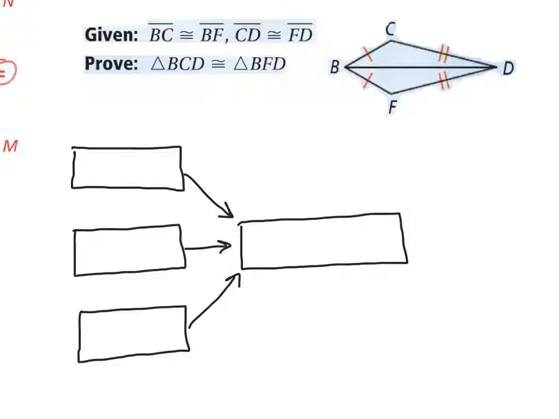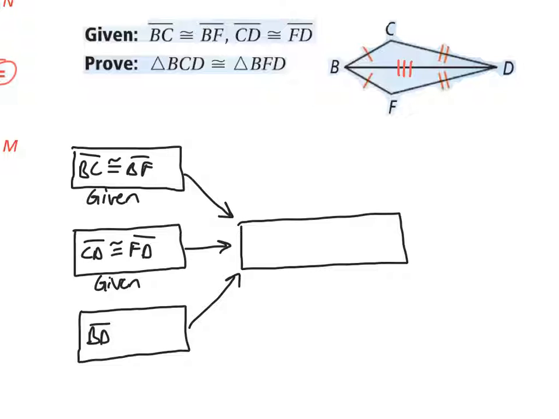All right, I'm hoping that everybody noticed that this is essentially the exact same proof we just did, right? We are given that line segment BC is congruent to line segment BF, that's marked in the diagram. We are given that line segment CD is congruent to line segment FD. Again, that's marked in the diagram. And one more piece of information we could find dealing with sides is that they share a side. Line segment BD is congruent to line segment BD.